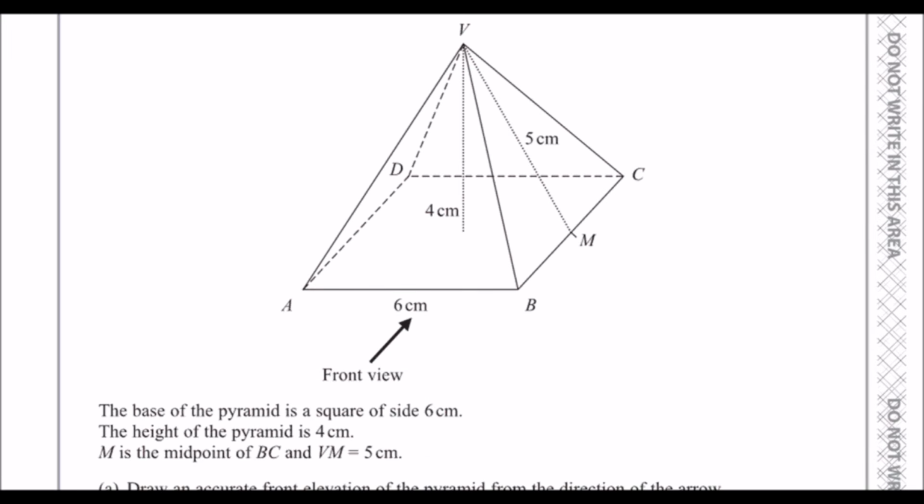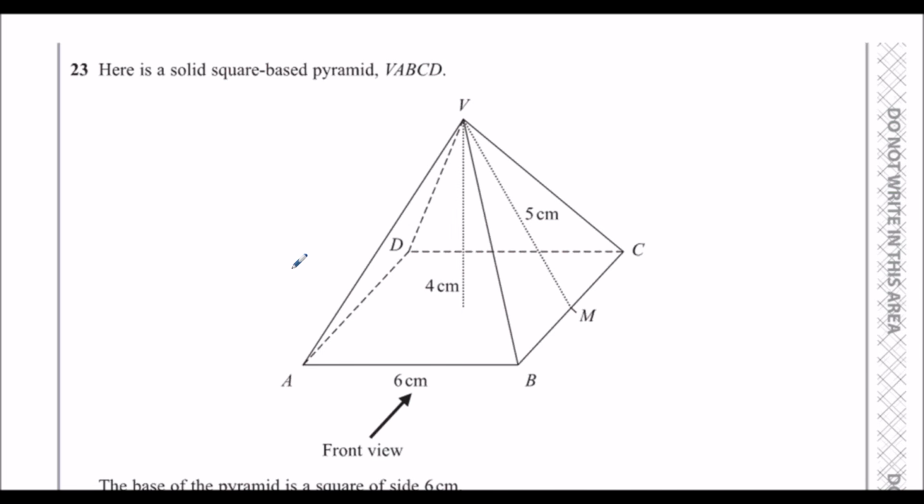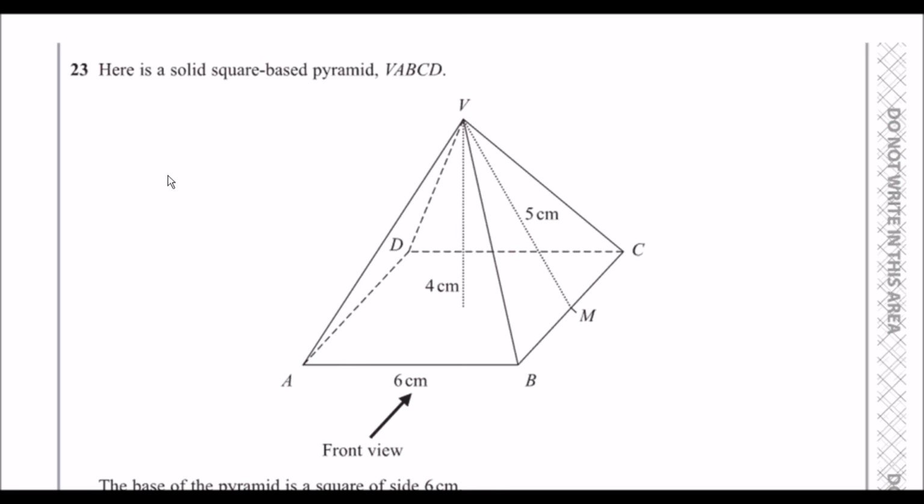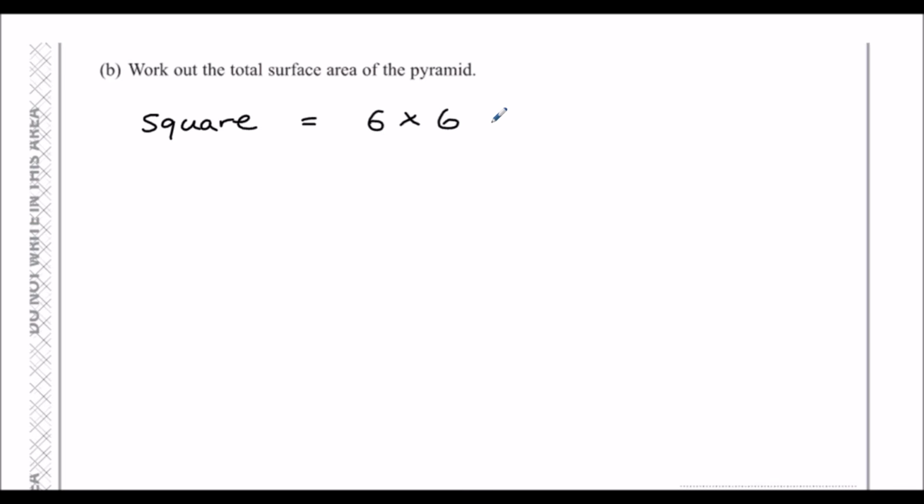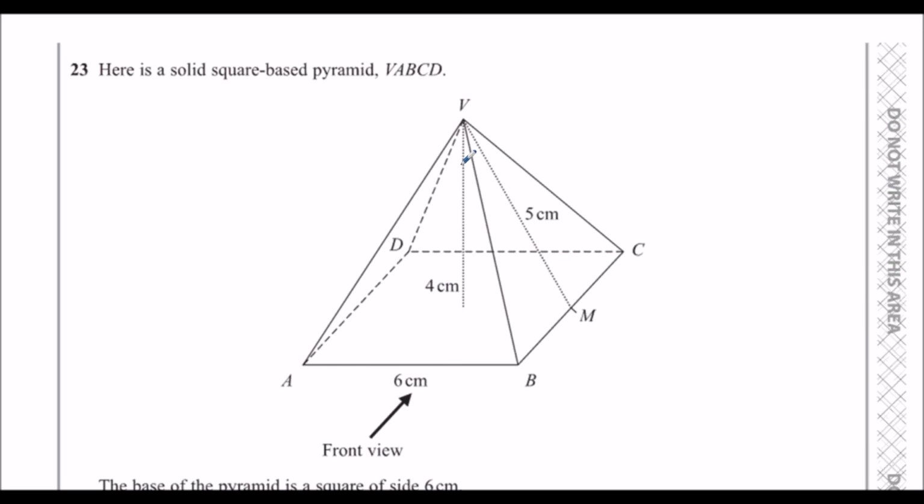That's part A done. Work out the total surface area of the pyramid. So surface area is area of all the surfaces added up. So we've got a square at the bottom. So the area of the square is 6 times 6, which is 36 centimeters squared. And we've got 4 of these identical triangles, which are 6 along the base and 5 in height.